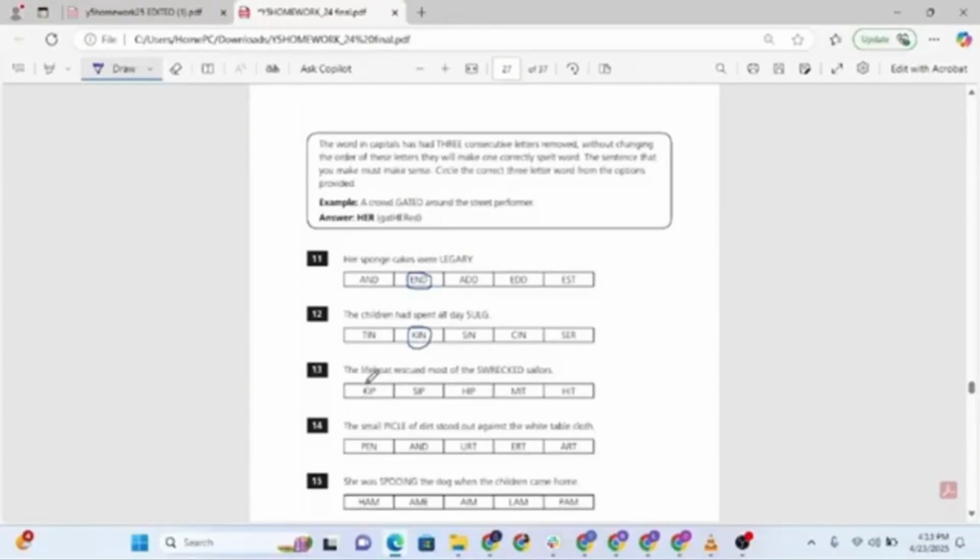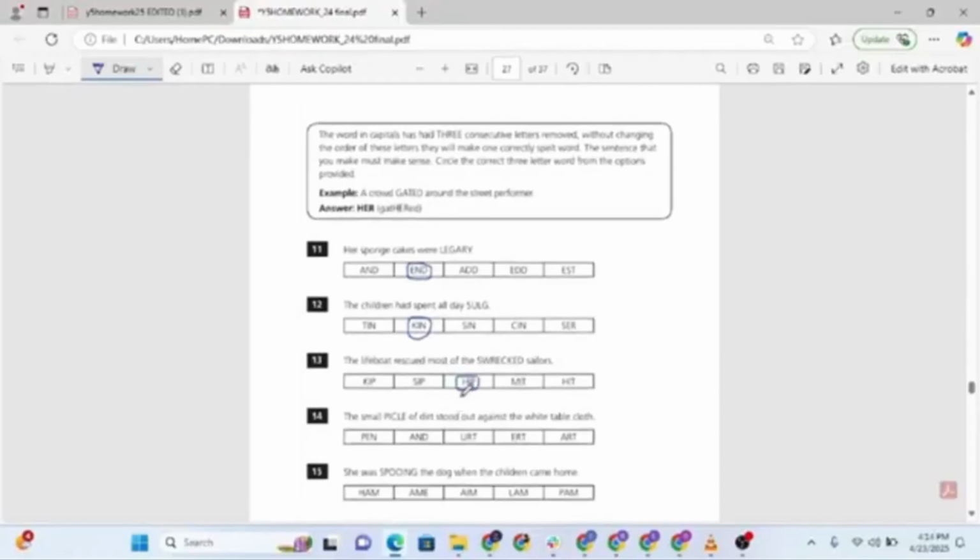Question 13. The correct answer is the word hip. This is because the capitalized word SHRECKED has had the letters H-I-P removed from the correctly spelled word shipwrecked. When we insert the letters H-I-P into shrecked, we form the word shipwrecked. The sentence then reads, the lifeboat rescued most of the shipwrecked sailors. Therefore, the correct answer is the word hip.